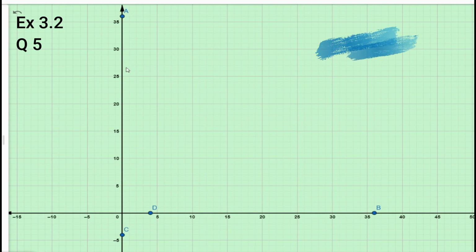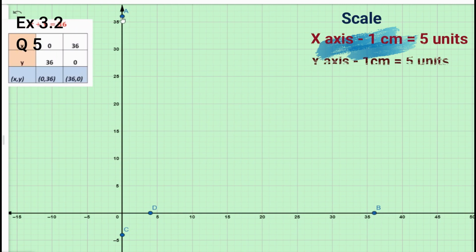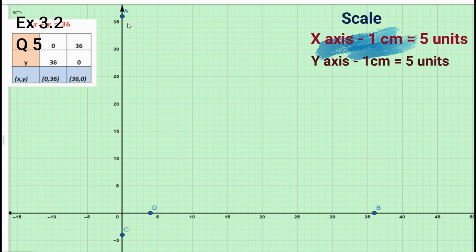So the 2 points are 0 comma 36 lies at this point and 36 comma 0 lies on x-axis. Now we are going to draw a straight line touching the points 0 comma 36 and 36 comma 0.